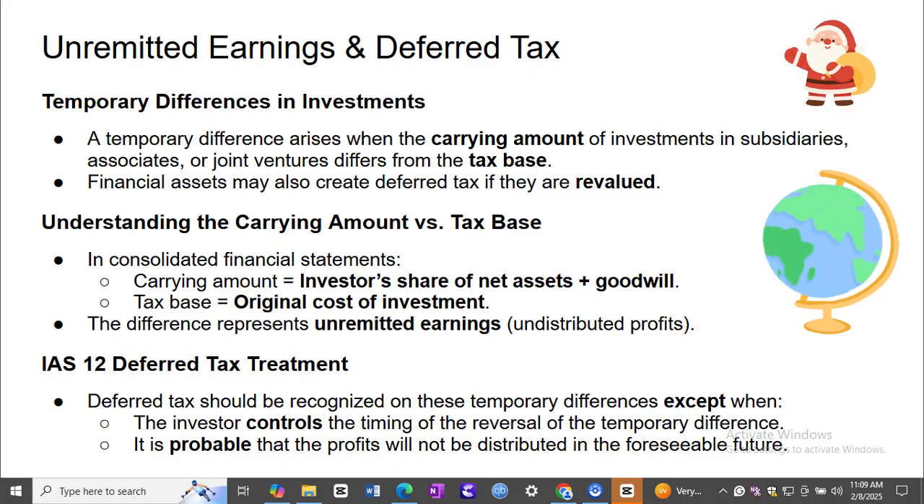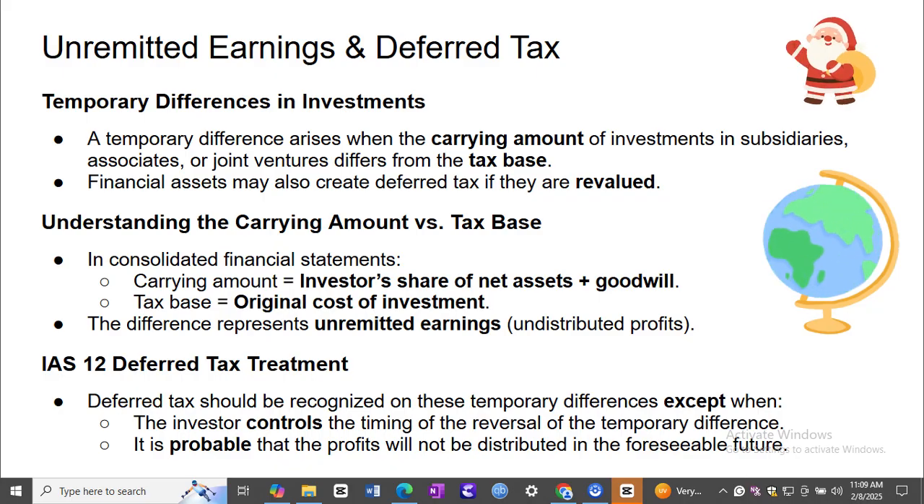What's the second condition? It must be probable that those temporary differences won't reverse in the foreseeable future. So if it's unlikely those earnings will be distributed anytime soon, we can also skip the deferred tax recognition. Exactly. And those exemptions make sense when you think about the logic of deferred taxes. Okay, remind me of that logic. Deferred taxes are all about recognizing the future tax consequences of those timing differences. But if the investor controls the timing and it's unlikely to reverse anytime soon, then there's no real future tax consequence to worry about. That makes sense.